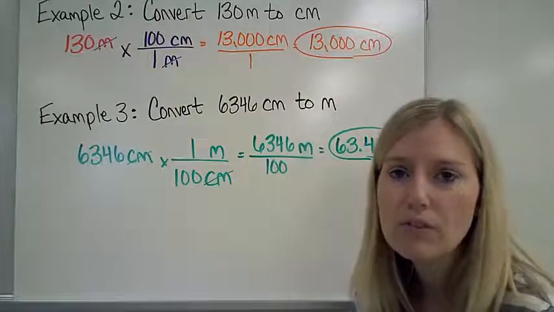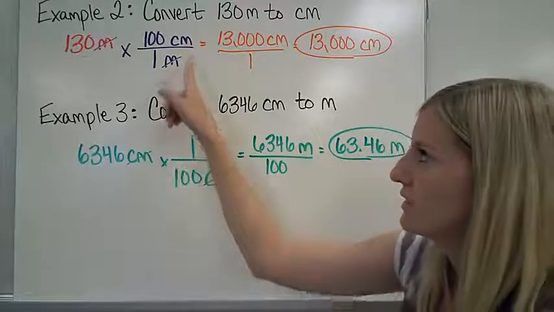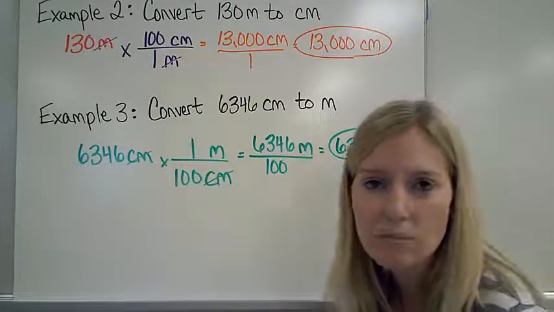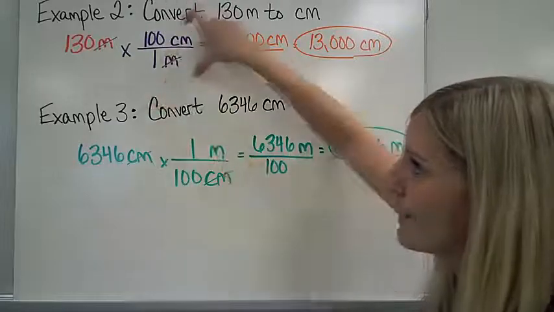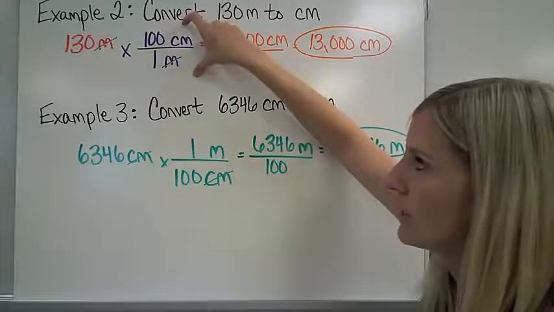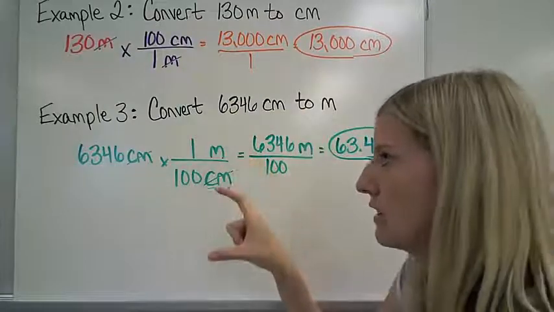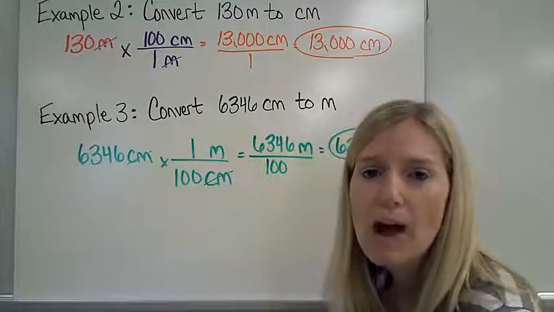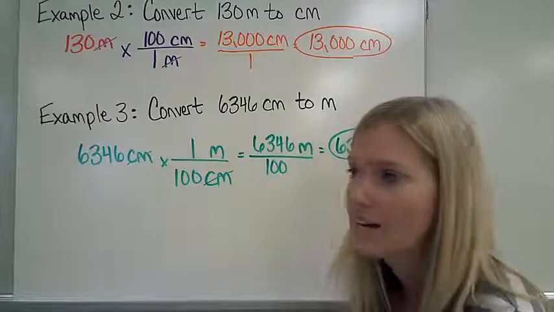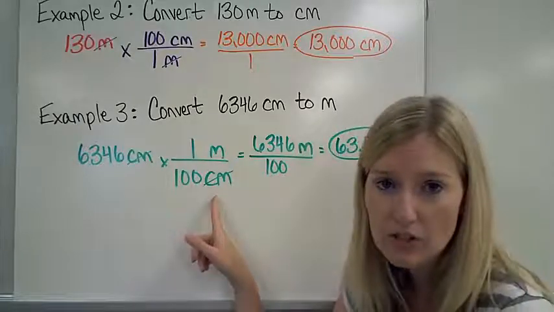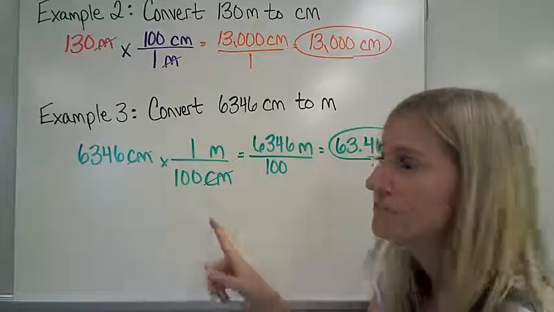Notice that in both of these, the conversion factor is relating centimeters to meters. In this case, I have 100 centimeters over 1 meter. But in this case, I have 1 meter over 100 centimeters. Whatever type of problem you have, that's going to dictate which conversion factor you'll need to use.